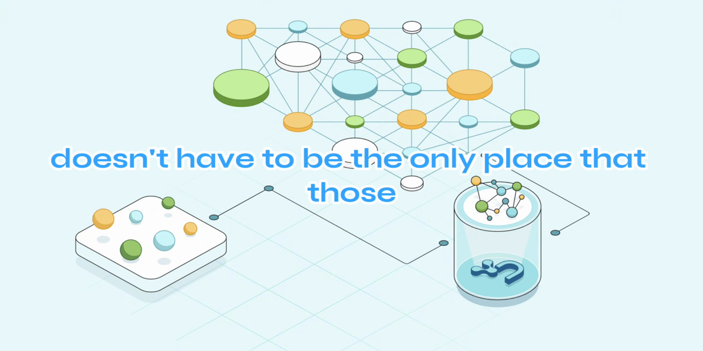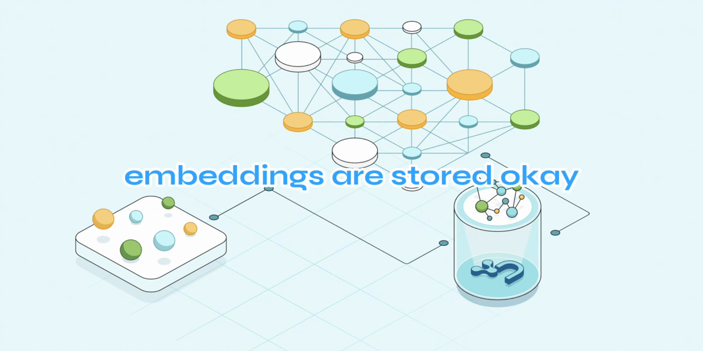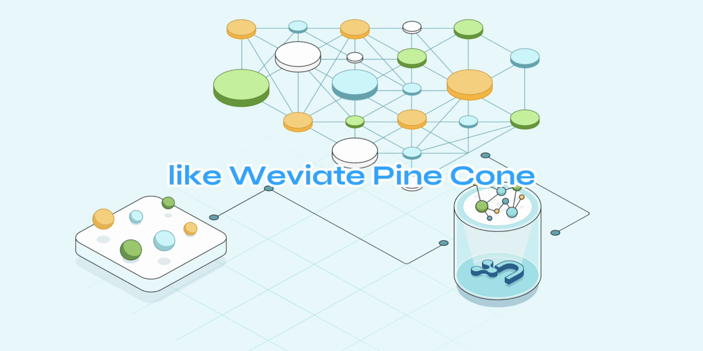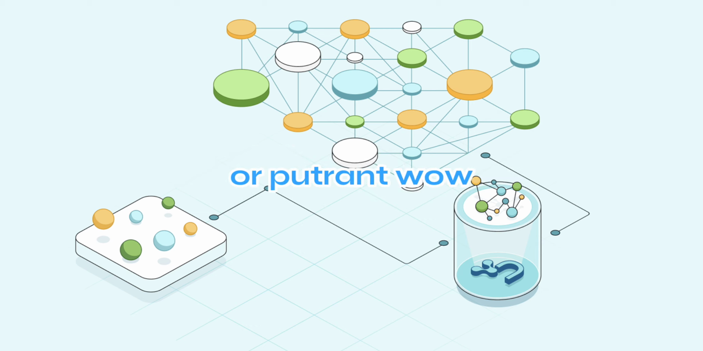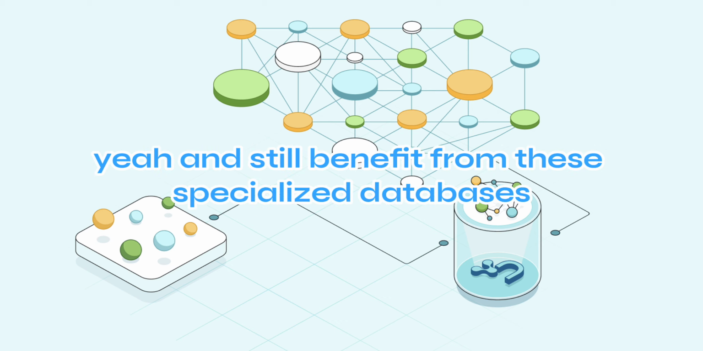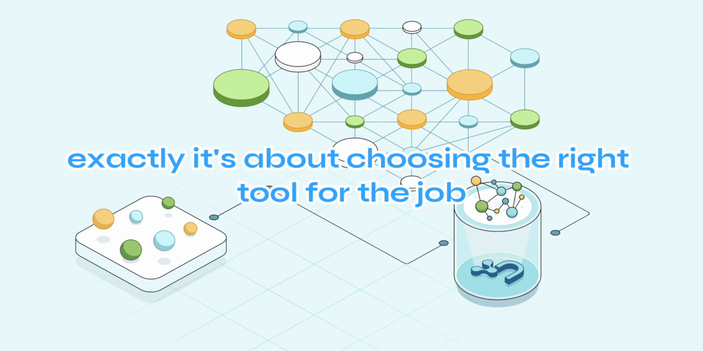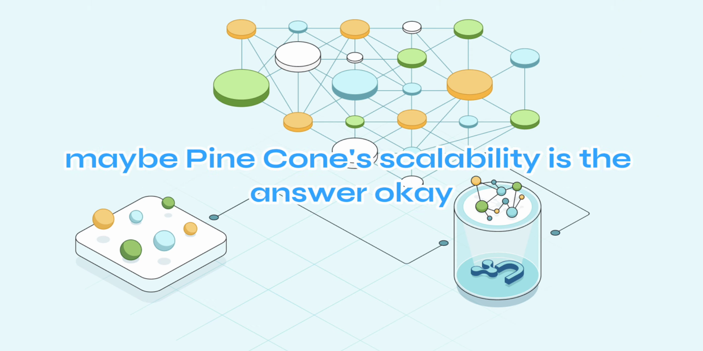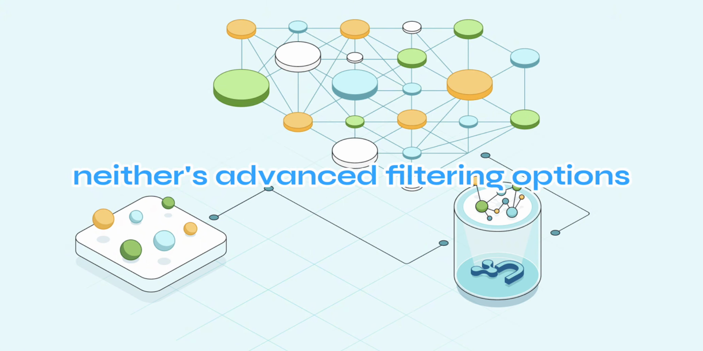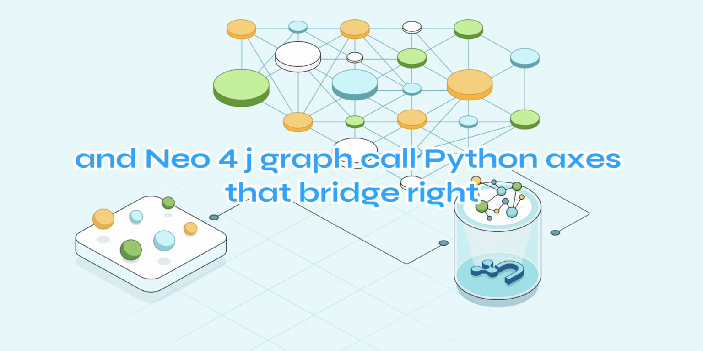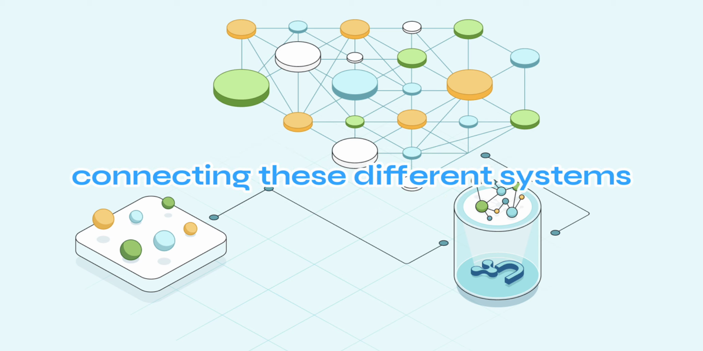And it gets even more interesting. Neo4j doesn't have to be the only place that those embeddings are stored. We can connect to external vector databases like Weaviate, Pinecone, or Qdrant. Wow, so we can leverage Neo4j's graph superpowers and still benefit from these specialized databases. Exactly. It's about choosing the right tool for the job. We have massive data sets, maybe Pinecone's scalability is the answer. We need advanced filtering options, Weaviate might be the way to go. And Neo4j GraphRag acts as that bridge, connecting these different systems. This is mind-blowing.